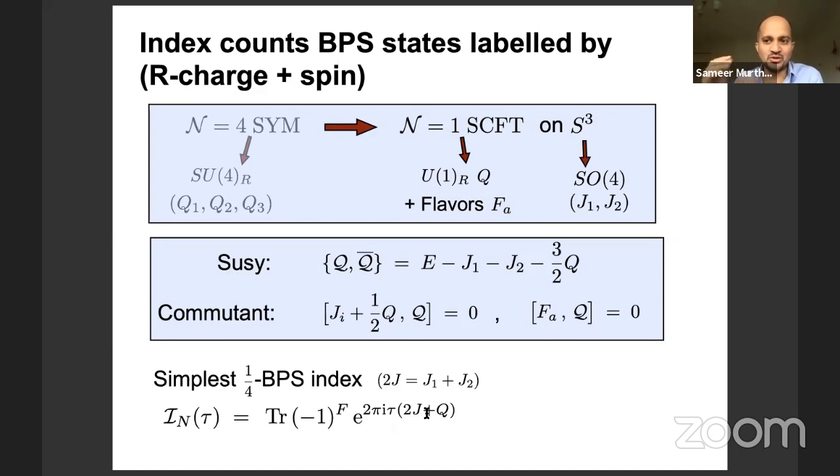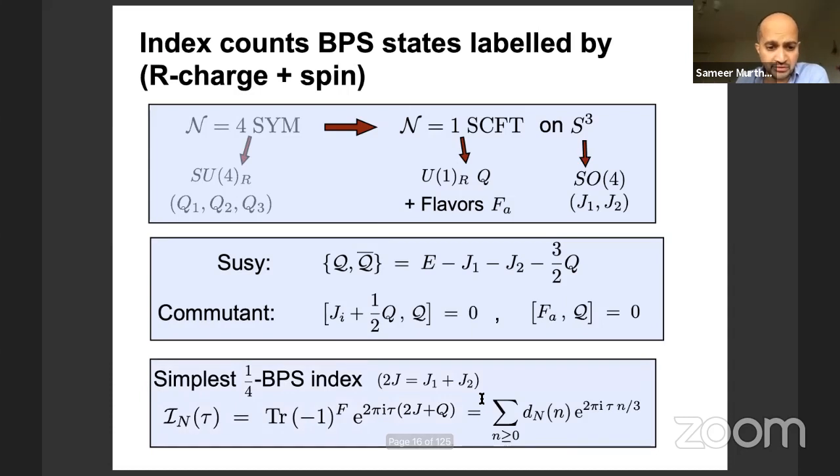Okay, so you want an index which gets contributions from 1/4 or 1/16 BPS states. That's the case. So this is the thing I'm going to study. And now, if you write a Fourier expansion of this index, its coefficients are the ones which have the degeneracies, d_n of n.